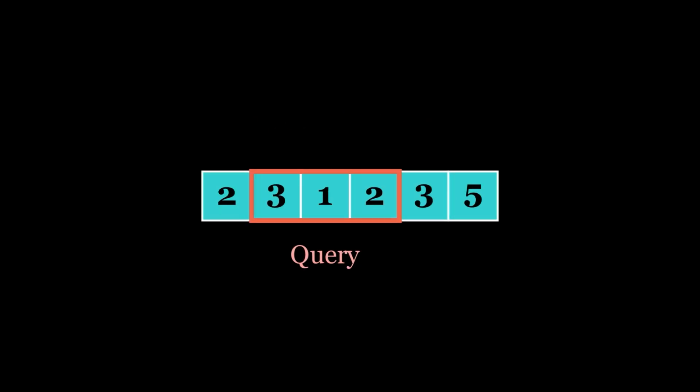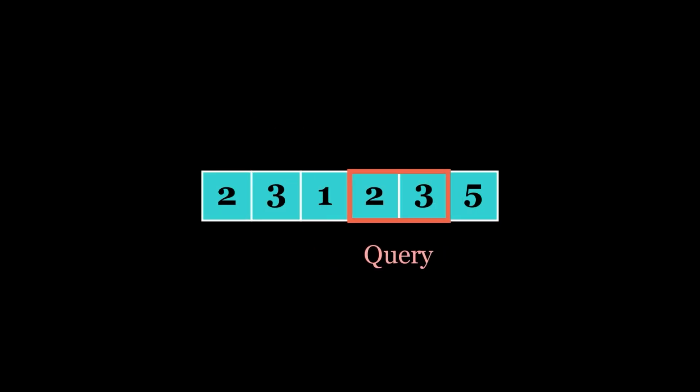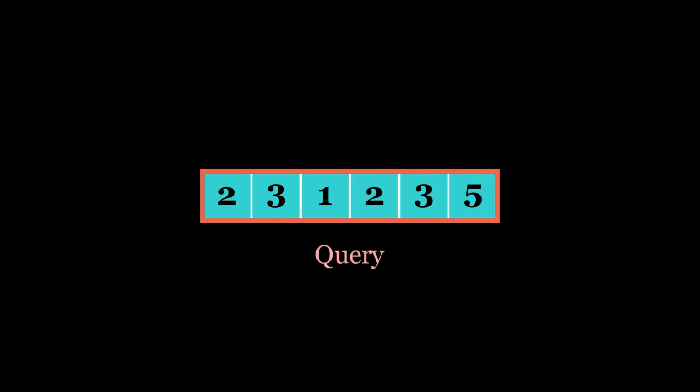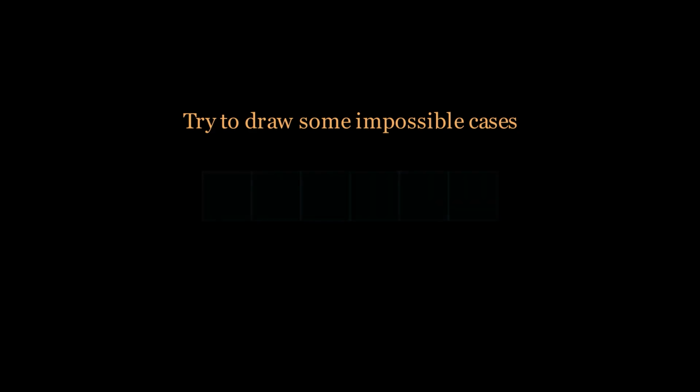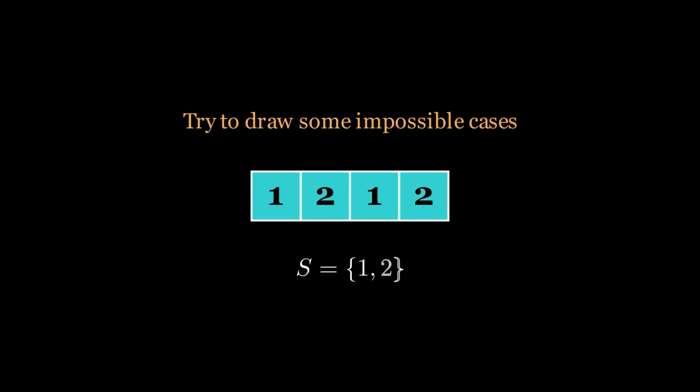In this problem, we are given an array A of size n and Q range queries. For each range query, we have to answer, can we empty the subarray [L, R]? Hint 1. When can we not empty the array? Try to draw some impossible cases. What do you notice? Take this case, for example, 1, 2, 1, 2.